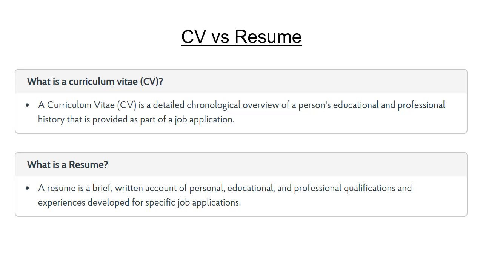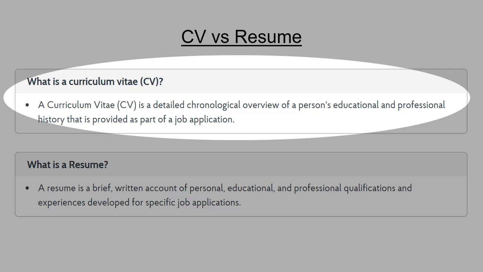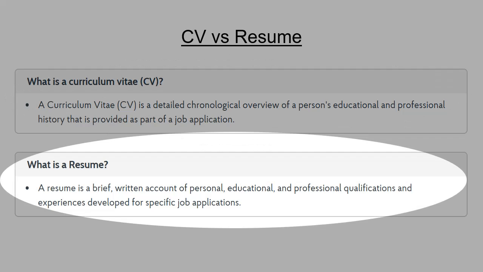Your CV is a detailed overview of your education and your professional history, and literally has no limit on the number of pages that you can create and submit. A resume is a brief overview of your professional qualifications, touching on your educational qualifications, and is limited to one or two pages. Even CEOs follow the rule of a single page resume.